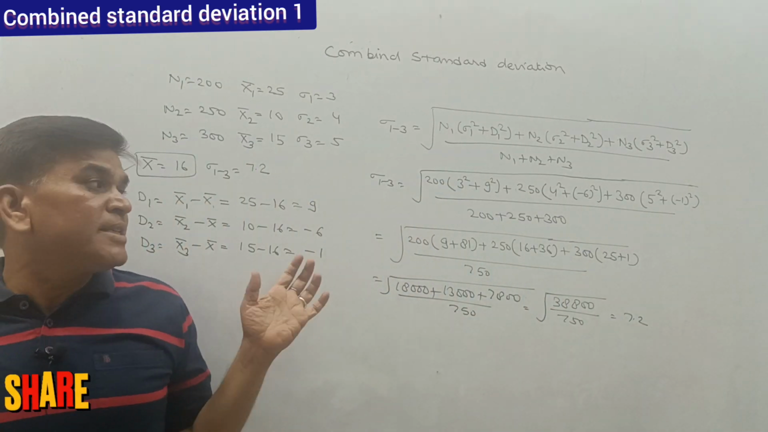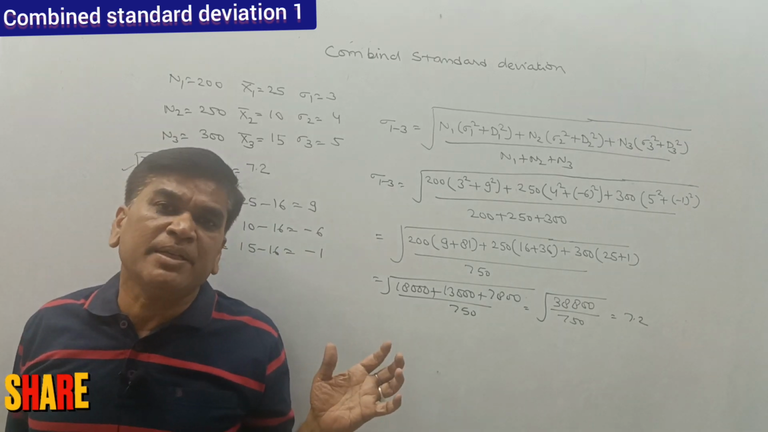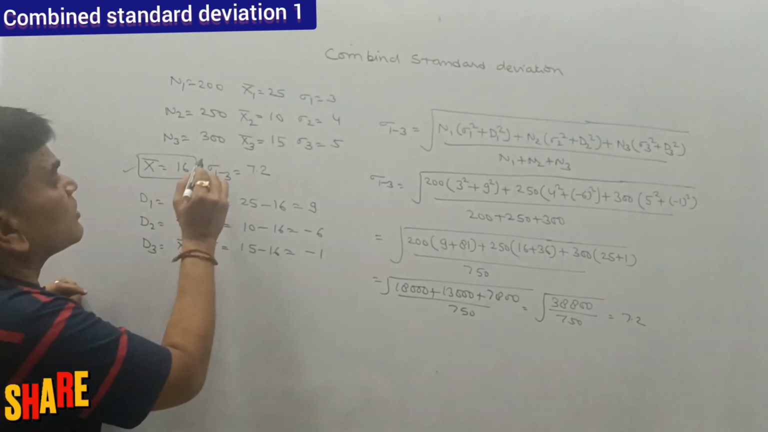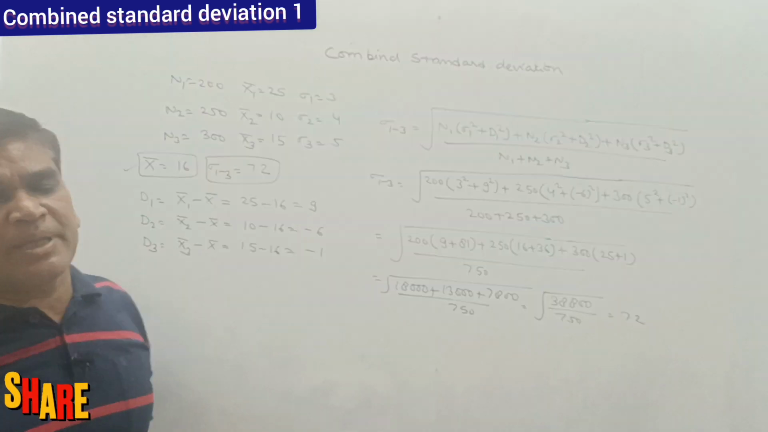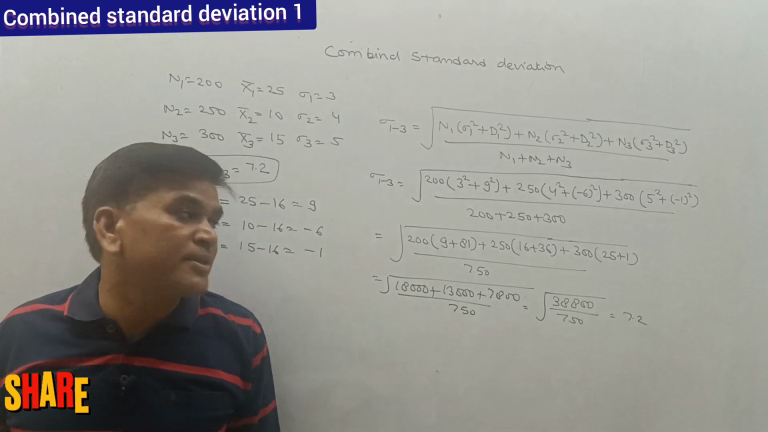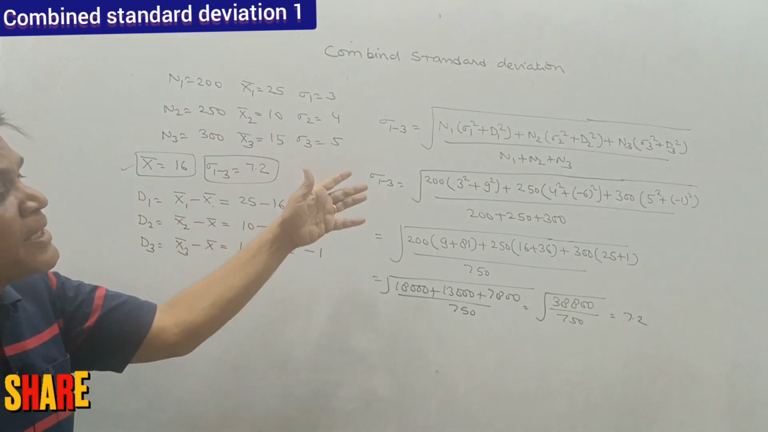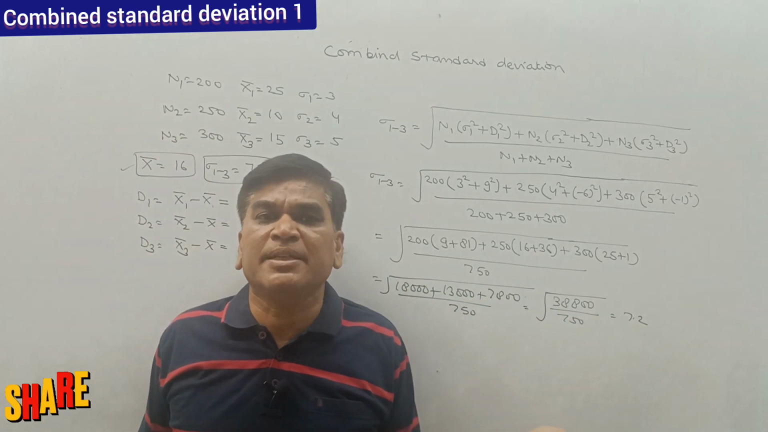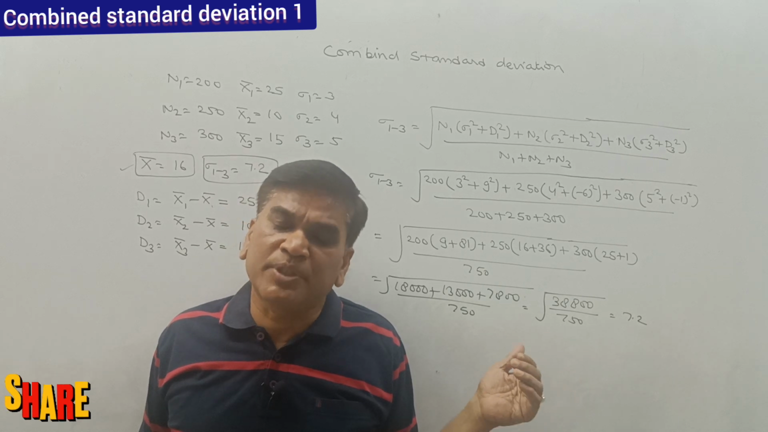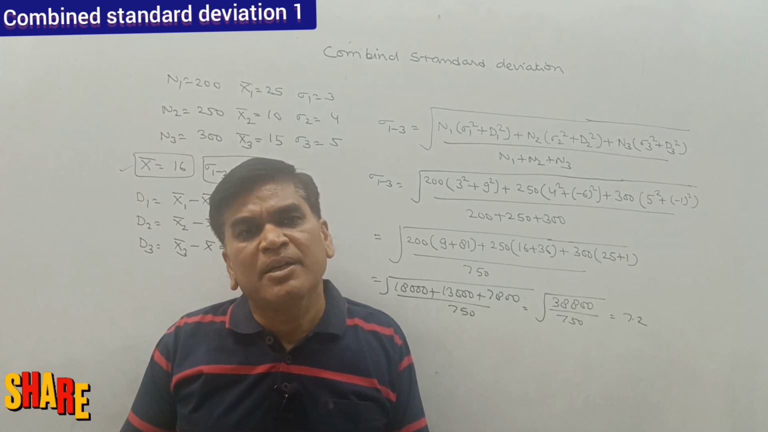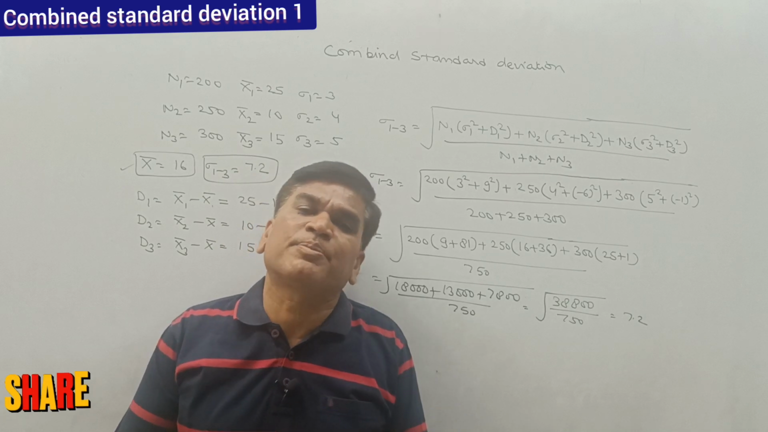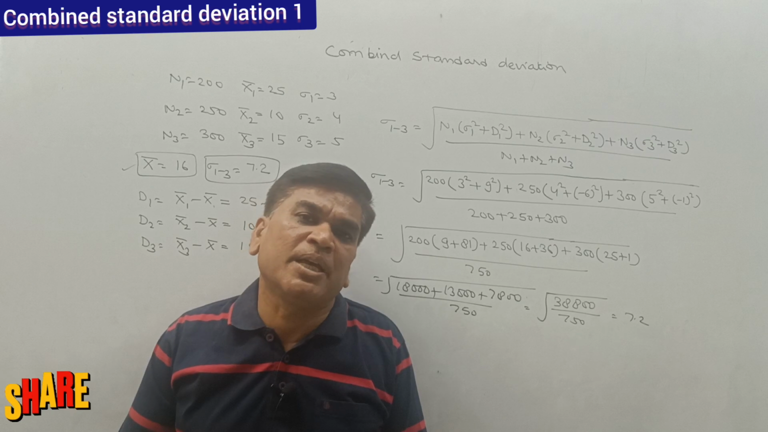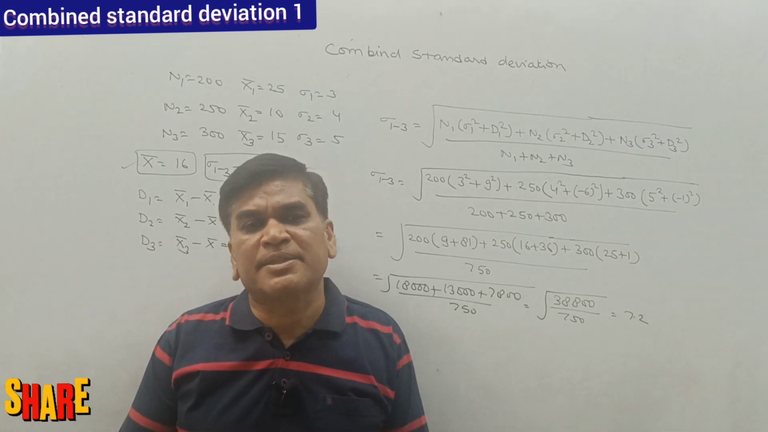So it's very easy to calculate the combined standard deviation. We have done 2 questions. In the second question, we had to prove that the combined arithmetic mean is 16 and the combined standard deviation is 7.2. We calculated the combined standard deviation and got the same result as the question was asking. So with the help of this video, you may solve any kind of problem on the combined standard deviation. I think this video will be helpful for you to learn combined standard deviation. Thank you.